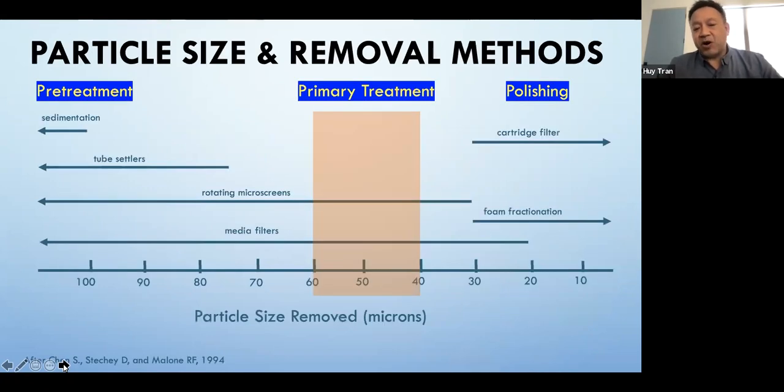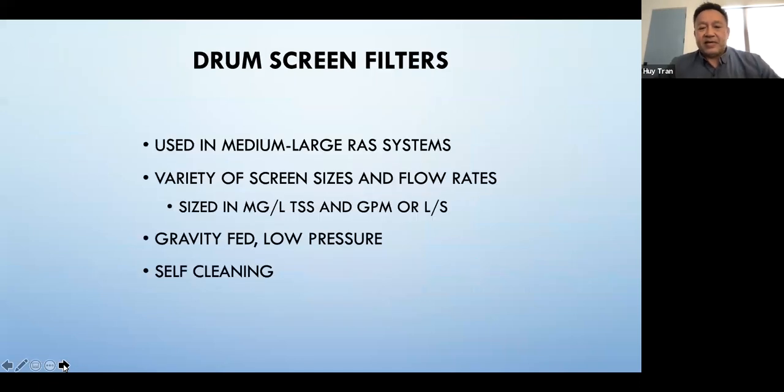These are some basic particle sizes that each type of filter is able to filter out, or the ranges of it. Drum screen filter is probably the most common and most prolific use for the larger systems for sure. And they're nice because they actually remove the waste continuously out of the system. So they're not trapping and holding that waste so it leaches out. It's actually removing it from the system as it collects it.